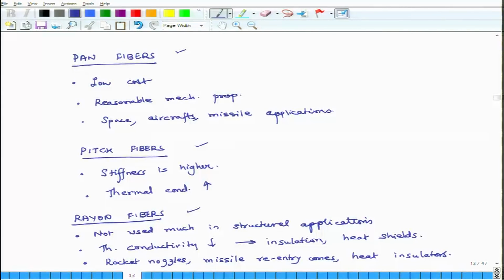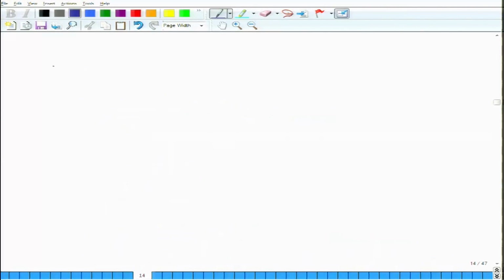So, finally, let us look at some of the important engineering properties of these different types of graphite fibers. We will just develop a table. First column will be property, and then three different types of graphite fibers. The first one is coming from PAN, second one from pitch, third one from rayon.